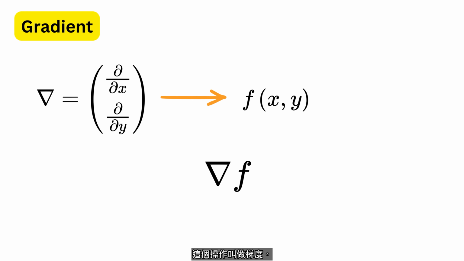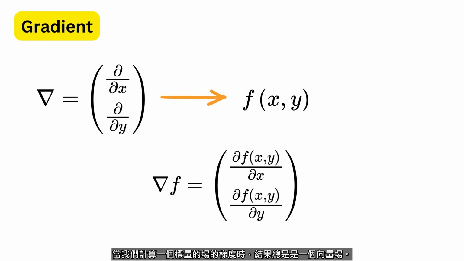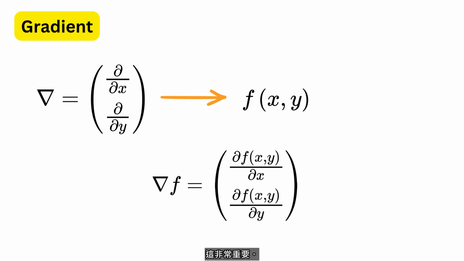This operation is called the gradient. When we take the gradient of a scalar field, the result is always a vector field. This is extremely important, because the gradient calculates the partial derivative in each coordinate direction simultaneously. Instead of just giving you a number, the gradient points toward the higher scalar values.